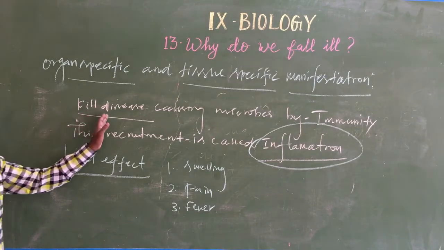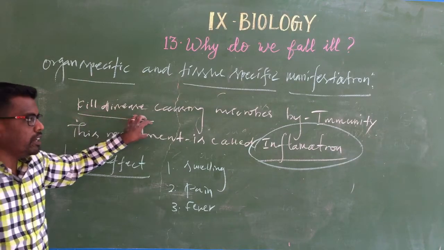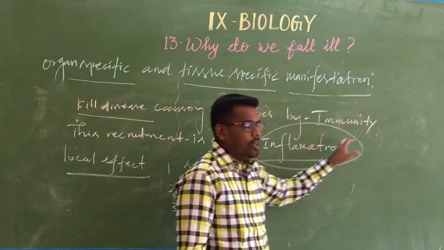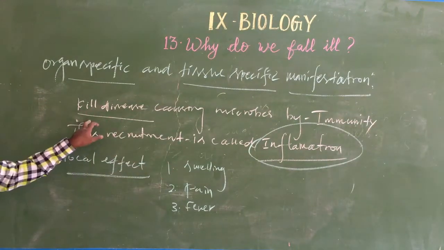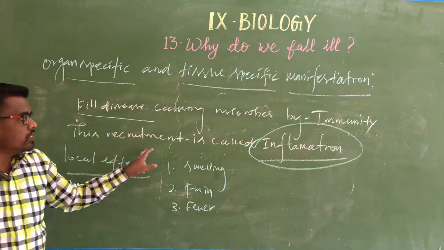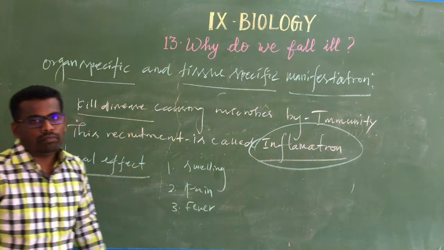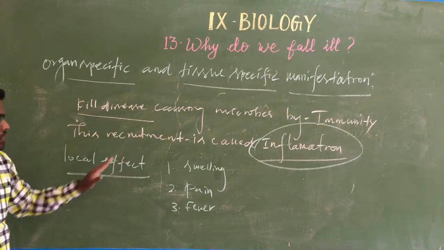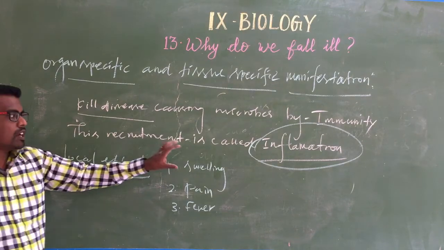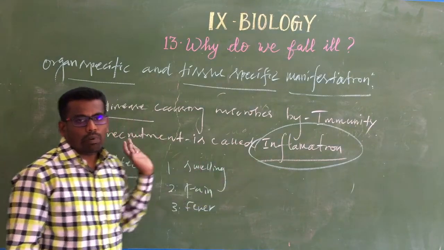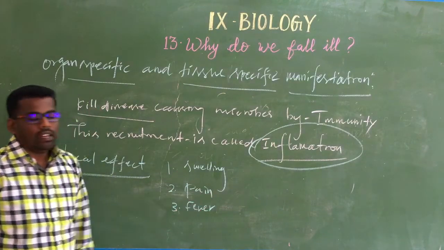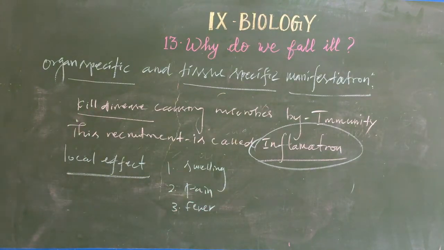Again, when the disease causing microorganism enters, we have a natural defense mechanism, that is immunity, which resists the microorganism and finally kills the disease causing microorganisms. This recruitment is called inflammation. When this process occurs, it shows some local effects, some symptoms like swelling and pain and fever. These things occur in our body.